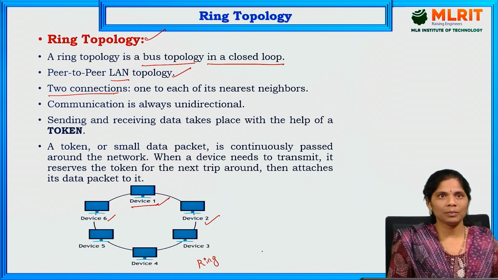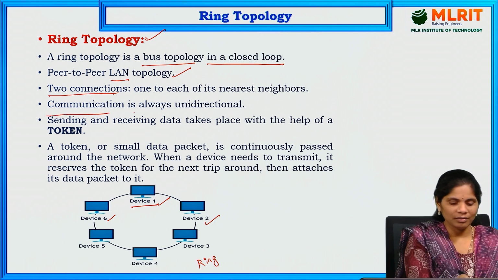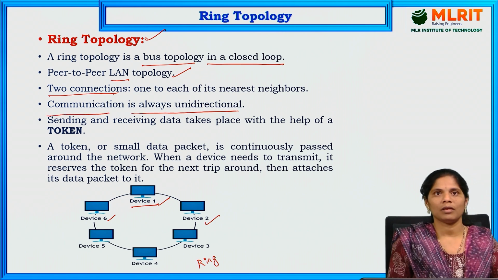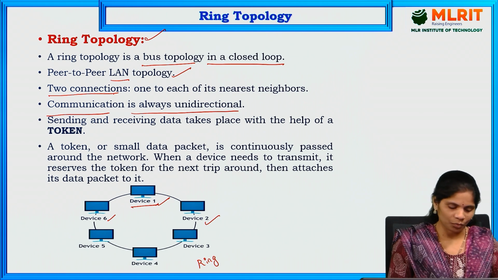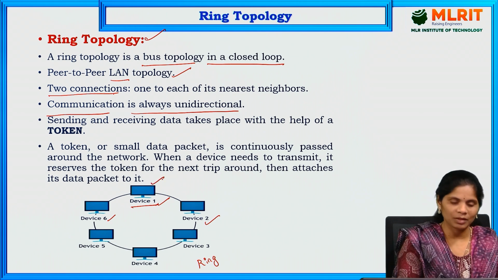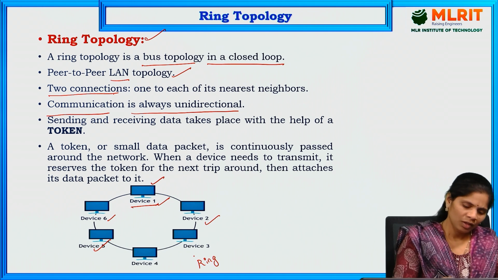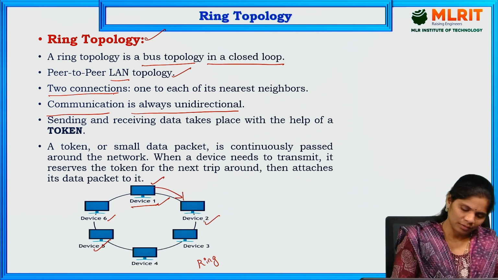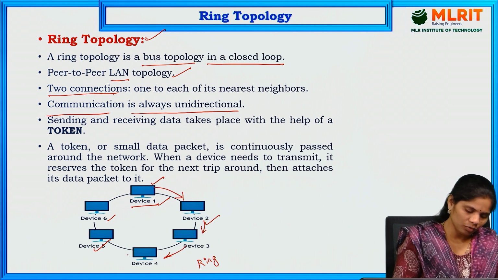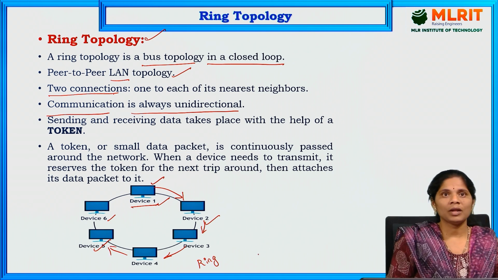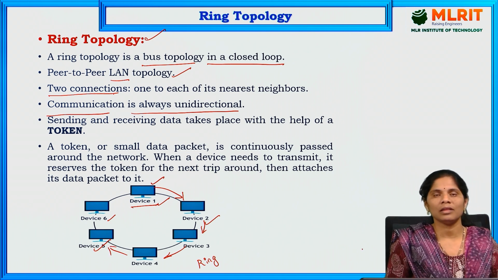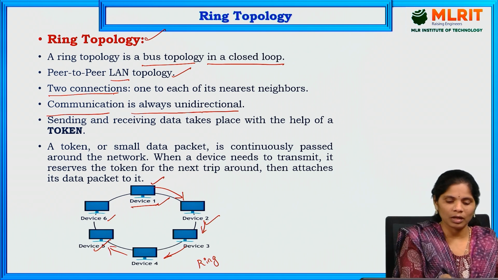At the same time, the communication is always unidirectional. How is it unidirectional? Suppose I want to transfer data from device 1 to device 4, how is it going to be transferred? The data is transferred through this way. Every time we have to transfer the data in this direction only, that is unidirectional.